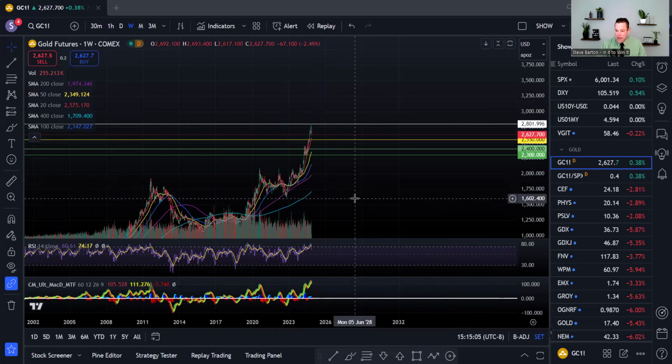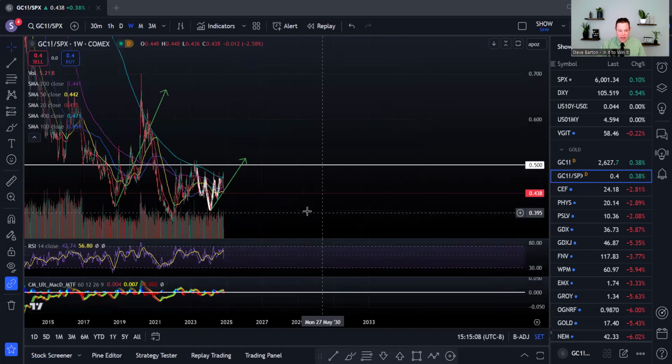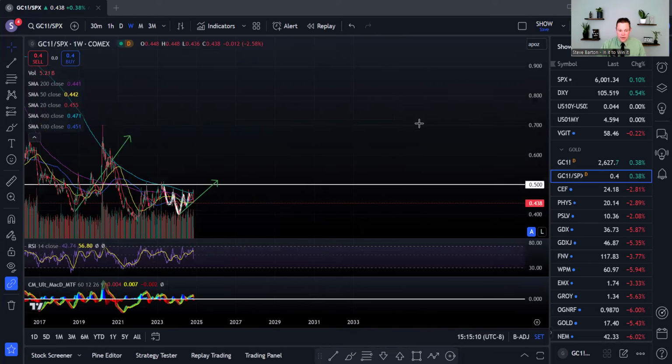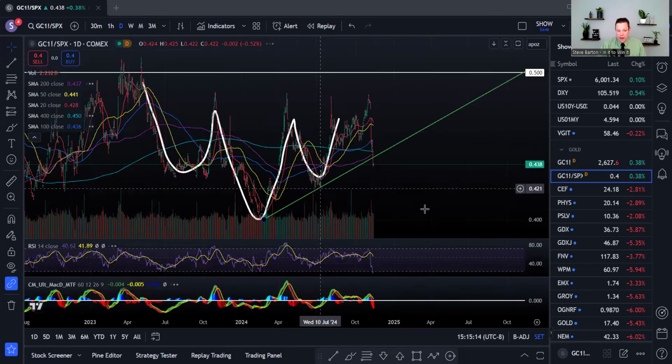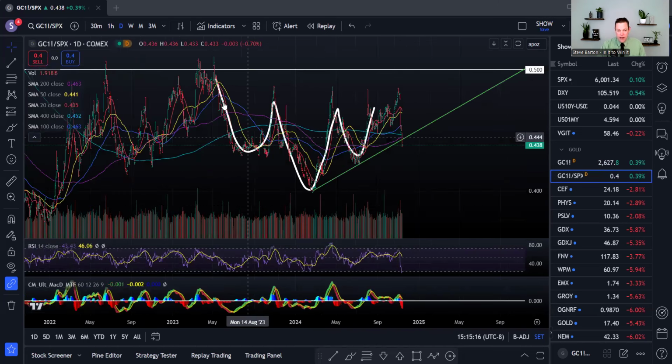Okay, another pattern is a head and shoulder pattern. So we have inverse head and shoulders and we have head and shoulders patterns. Let me go to the daily here. This is one that a listener, Joe, found. And so this is an inverse head and shoulders. And so we've already drawn it here. We've got the left shoulder, the head, and the right shoulder.